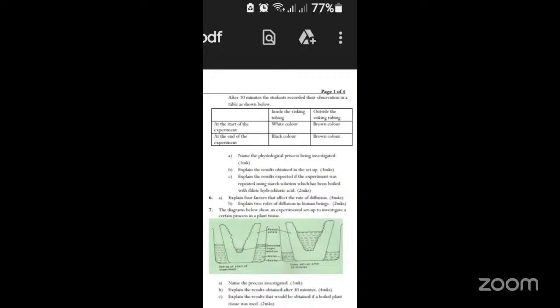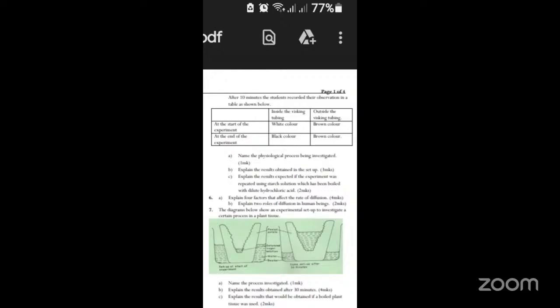So one of the ways in which you can break down a complex carbohydrate into a simple sugar is by, number one, digestion. And that explains the reason why we eat ugali, sometimes we eat githeri, sometimes we eat rice. So it is carbohydrates which are complex, that is starch, and then they get broken down through digestion into simple sugars.